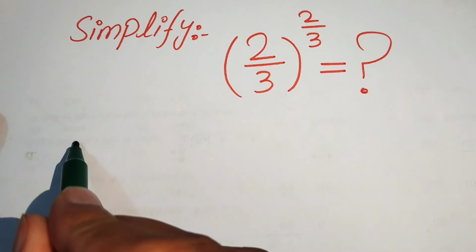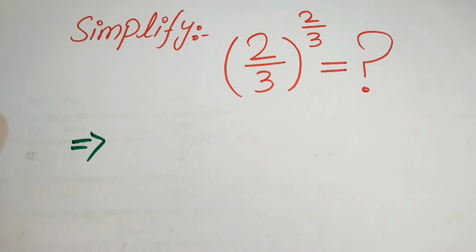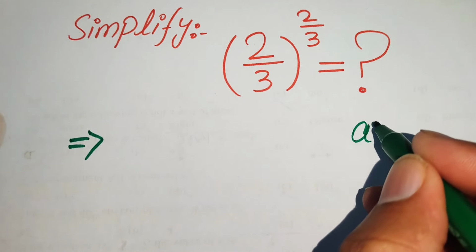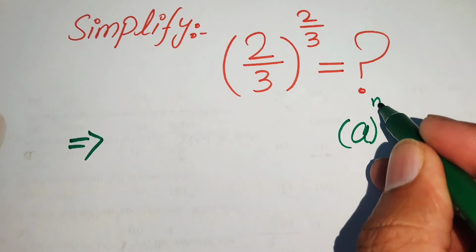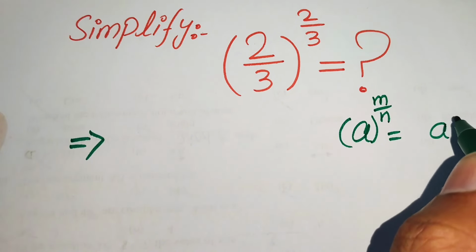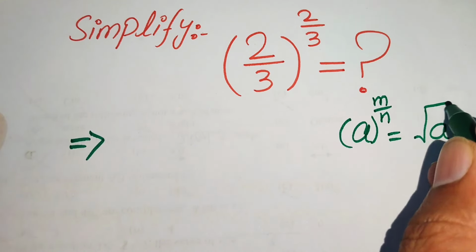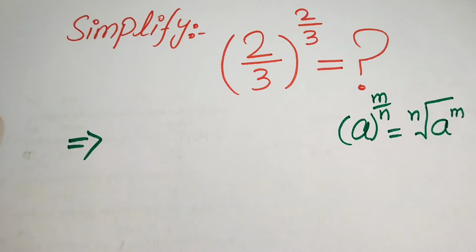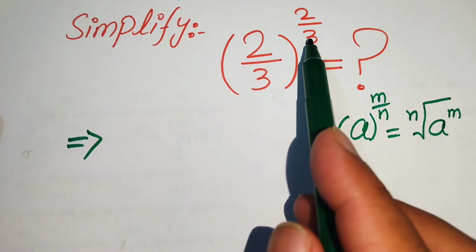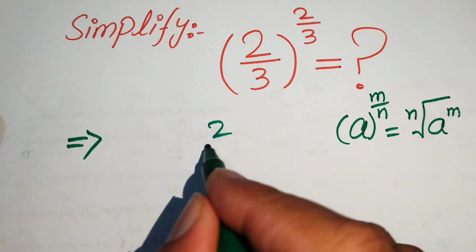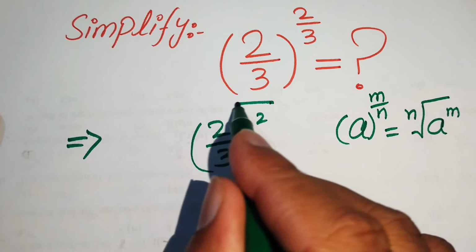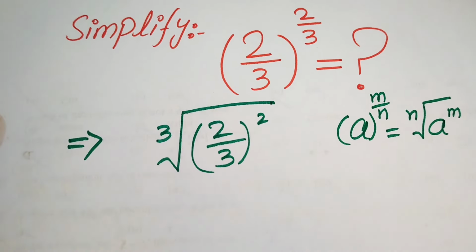So the very first step we are going to do is use the nice radical law, and you know about this law. If we have a to the power m over n, then we write this expression as the nth root of a to the power of m. So here we just move this 2 inside the term and we take the cube root of this term, and we write it as the cube root of (2/3) squared.